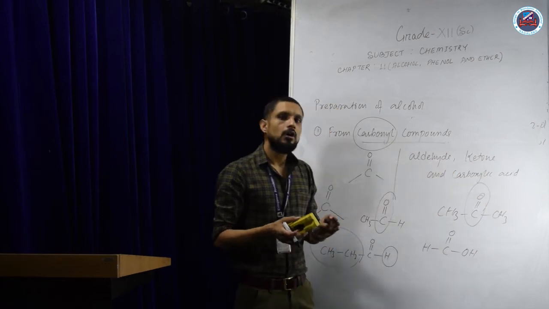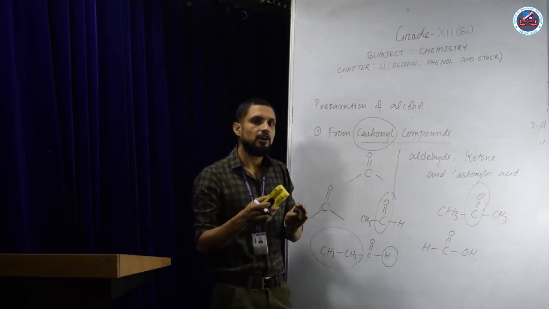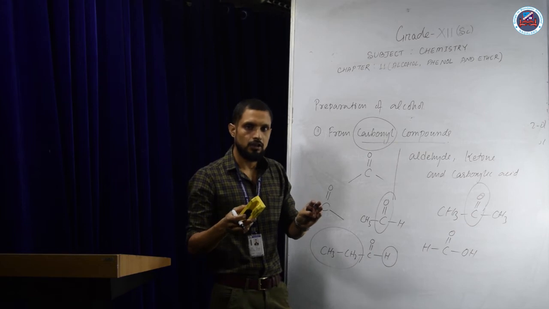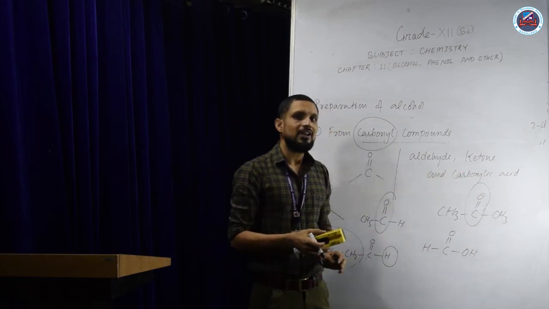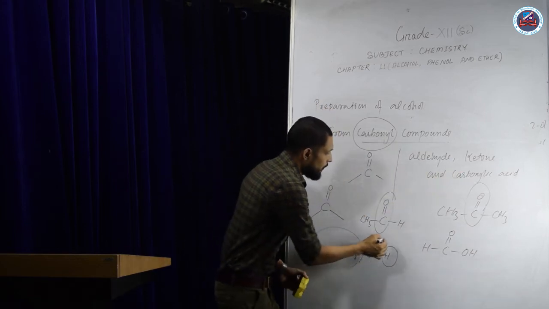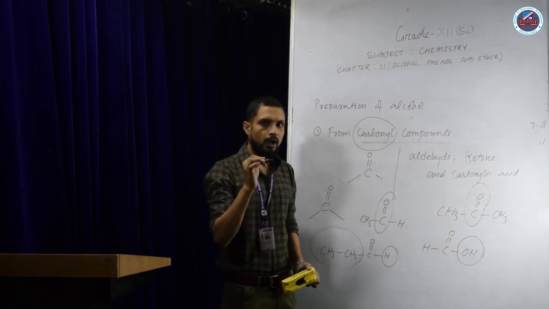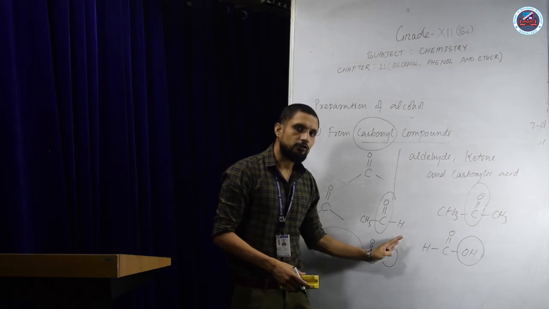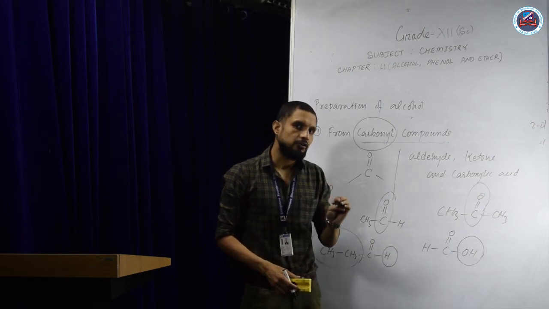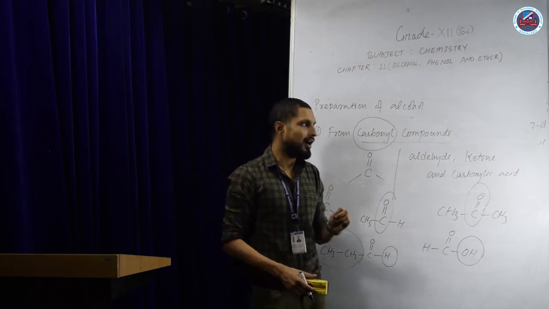In a ketone, the carbonyl carbon will be attached to 2 alkyl groups. In a carboxylic acid, there should be an OH. One OH, and on the other side we can have either hydrogen or an alkyl group.